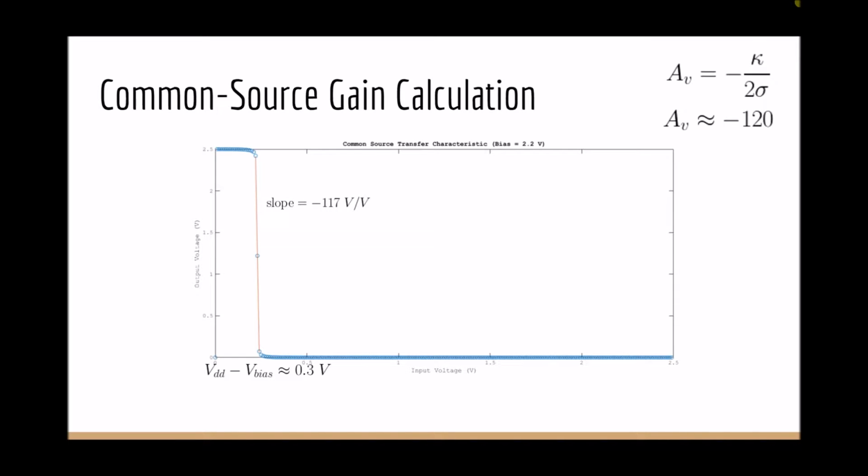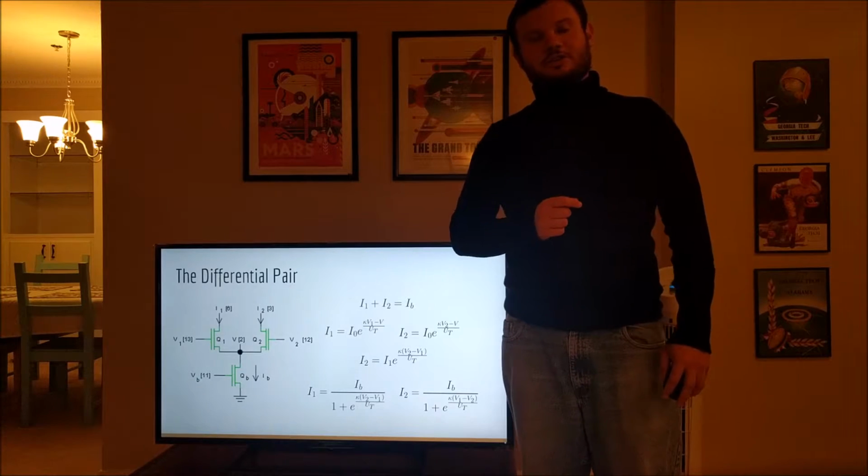Taking just one of the previous curves, we performed a linear fit to calculate the gain. The black line shows the resulting curve. The slope of this line was negative 117. We now move on to differential pair analysis.